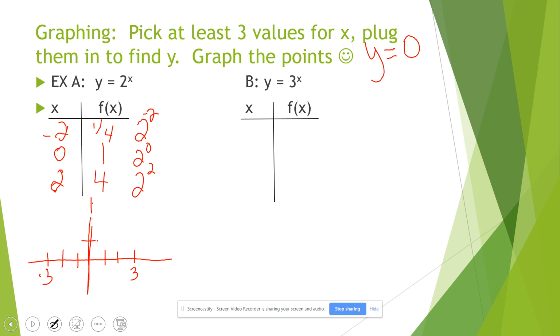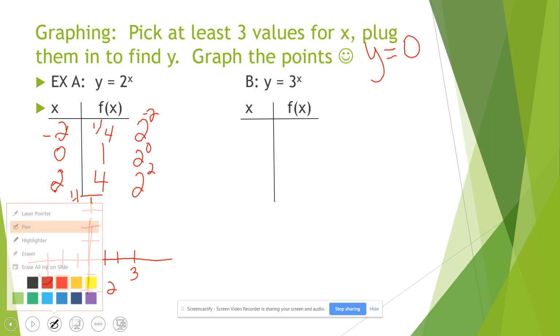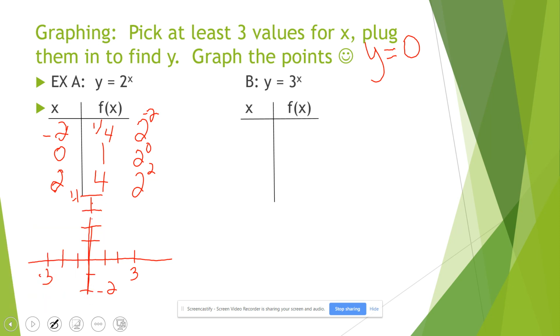Now I'll make my graph. So we have (-2, 1/4), (0, 1), and (2, 4). And here is my growth graph. And I know it's growth because 2 is more than 1. Oh, and my asymptote. Always make sure that we label our asymptote even if it's an axis.